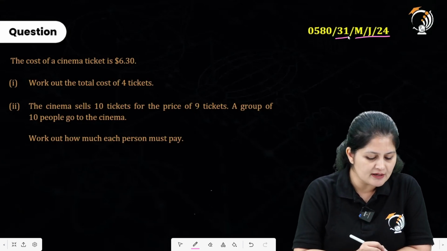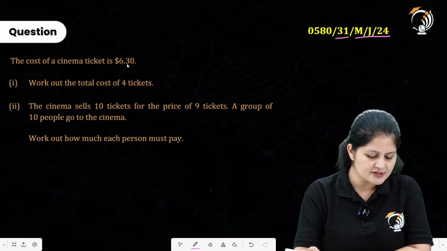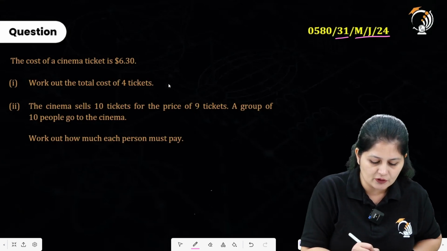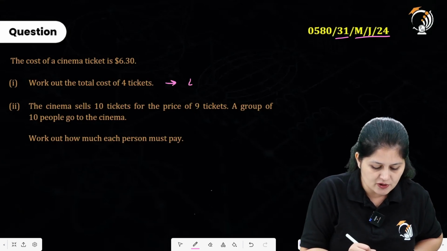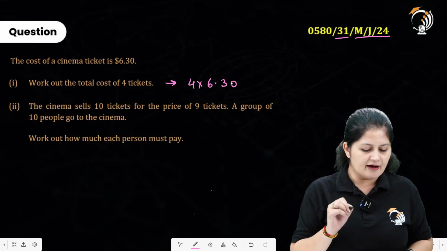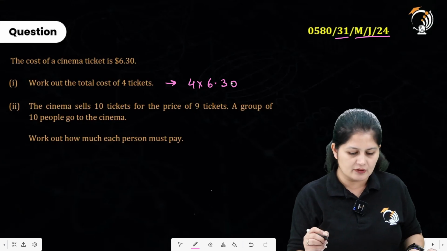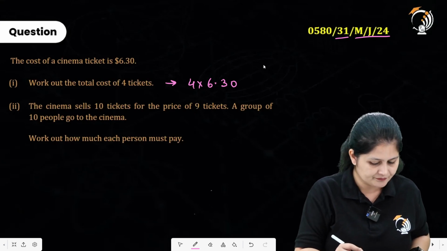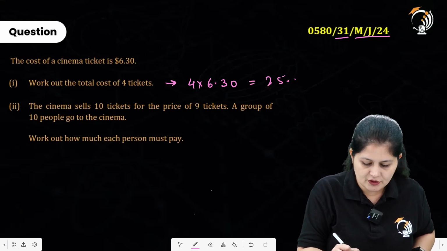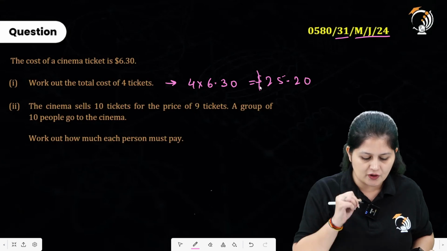Moving to the next question, which is from the paper of May-June 24 from the variant 3-1. The cost of a cinema ticket is $6.30. Work out the total cost of 4 tickets, right? So if we need to find out the cost of 4 tickets, it is going to be simply 4 multiplied with 6.30. Correct? Let's do this calculation. So we are getting this as $25.20. That is the cost of 4 tickets.